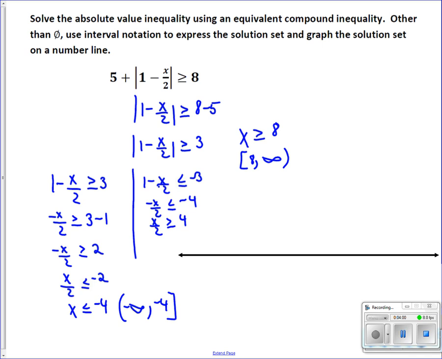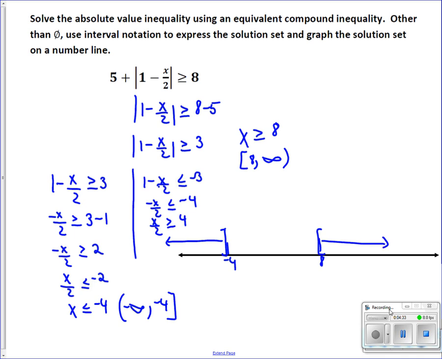Now let's express the solution on the number line. Let's plot our negative 4, and plot our 8. For the inequality from negative infinity to negative 4, we put a bracket on negative 4, and we're coming from negative infinity, so the arrow goes to the left. For 8, we put a bracket on 8, and we're going to infinity.